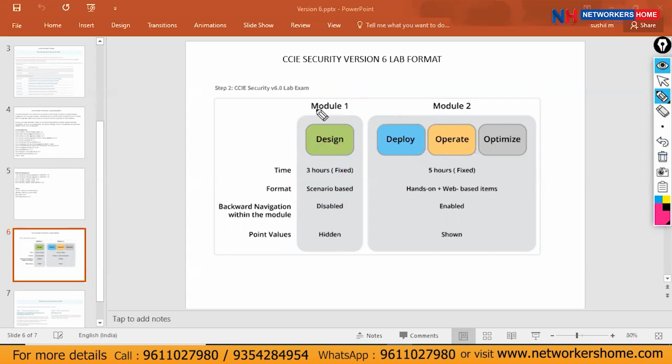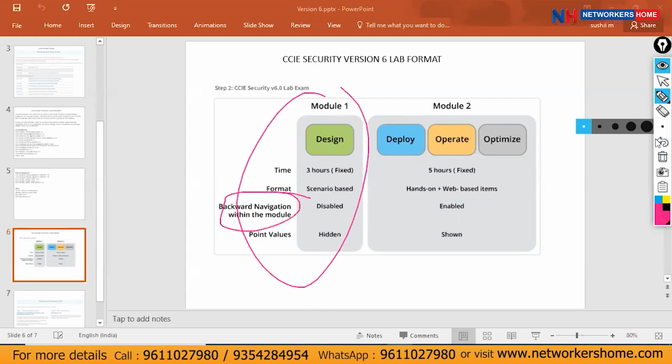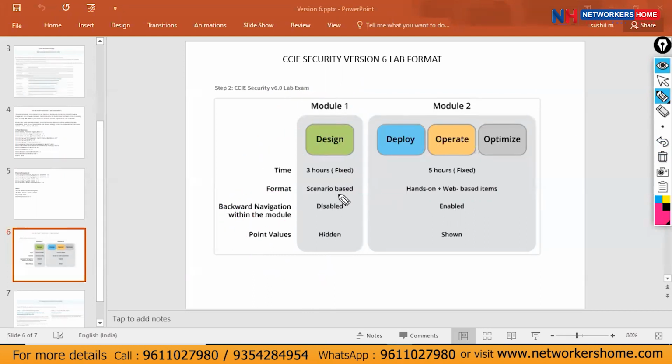Okay, so here you will get 30 to 35 questions wherein you have to choose the perfect answer. If you are told to choose 2 answers, then you have to select 2 answers, or else you won't be able to press next. Once you press next, you won't be able to come back. Backward navigation is disabled. Scenario based questions will be 3 hours fixed, and the point values are hidden. In which question how many marks you are getting, that's hidden.